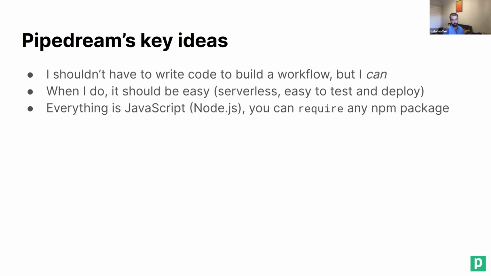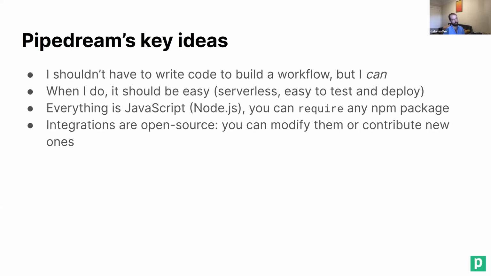Again, everything is JavaScript right now. We plan to support Python and other runtimes, but right now, workflows are authored in Node.js. And you can require any NPM package just by actually putting that require statement in your code. There's no package.json or other configuration logic you have. Everything is detected at runtime. So you require a package, you have access to that package in your execution environment.